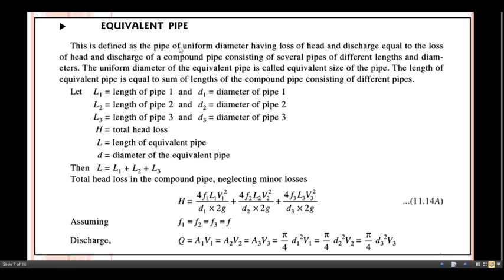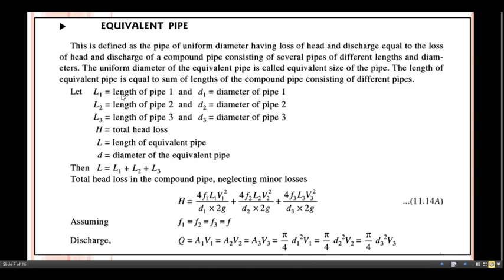Now let us discuss the concept of equivalent pipe. This is defined as the pipe of uniform diameter having loss of head and discharge equal to the loss of head and discharge of a compound pipe consisting of several pipes of different lengths and diameters. The uniform diameter of the equivalent pipe is called the equivalent size of the pipe. The length of the equivalent pipe is equal to the sum of the lengths of the compound pipe consisting of different pipes.